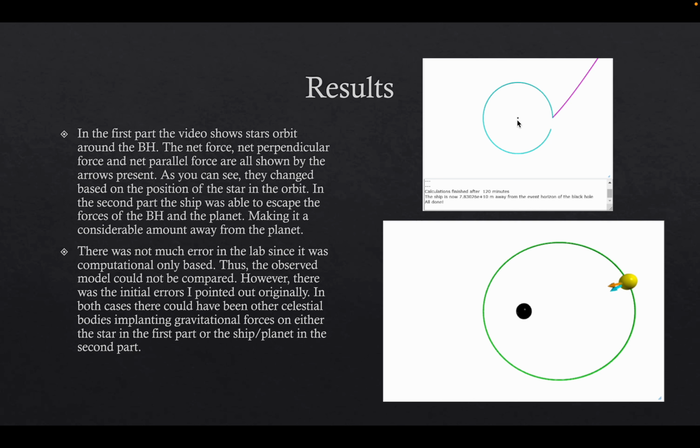In part 2, this is the result, and we can see that the black hole is a dot in the middle, the planet's orbit is in blue, and the ship's trajectory is in purple. We were able to escape it, and we were able to do it with both the x and y components being 1 times 10 to the 7th meters a second.